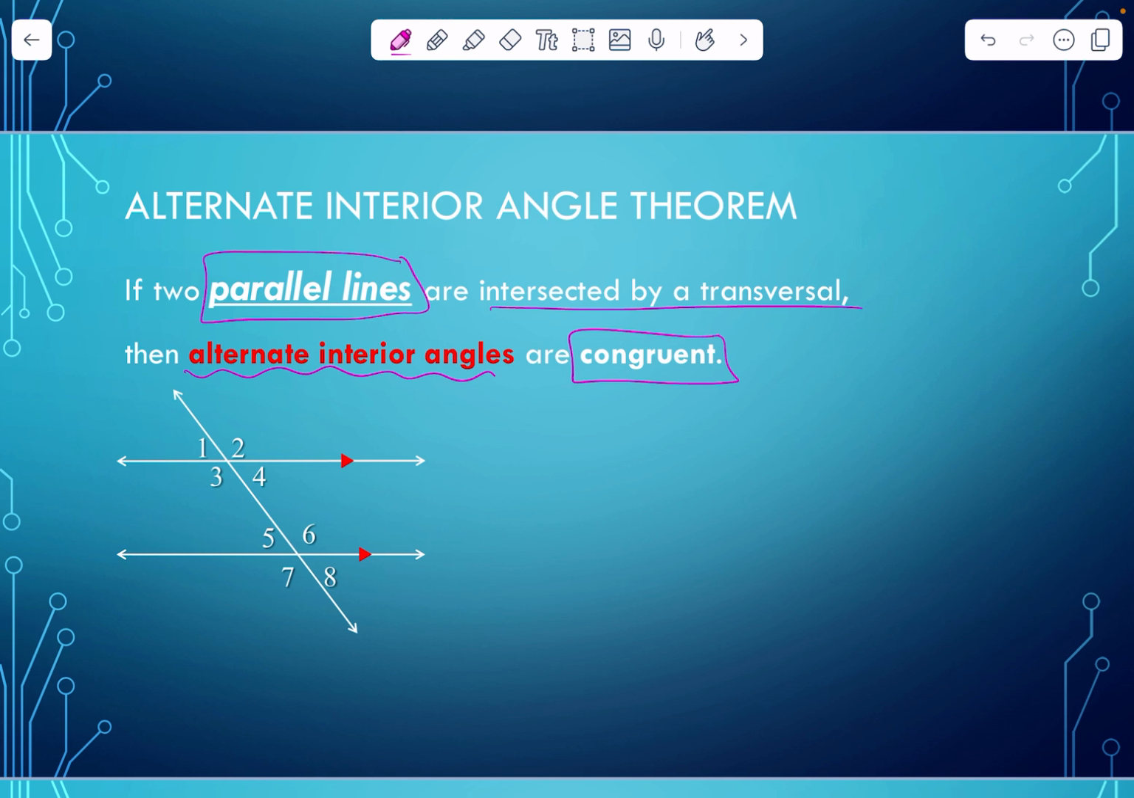So again, alternate across the transversal, interior on the inside of the intersection. So this is going to tell me that angle 3 is congruent to angle 6. And you also know angle 4 is congruent to angle 5. And those are your alternate interior angles.